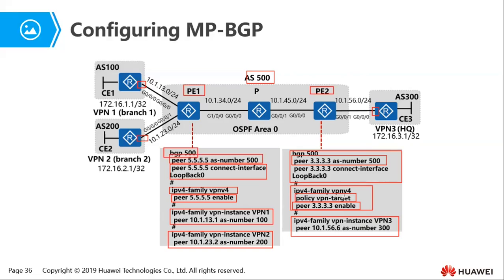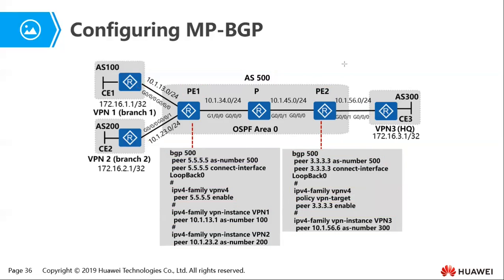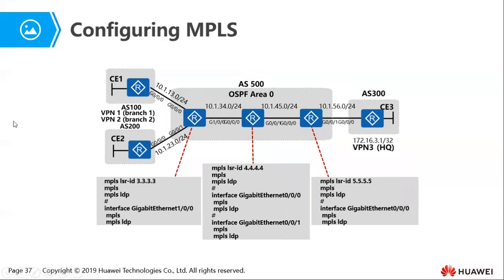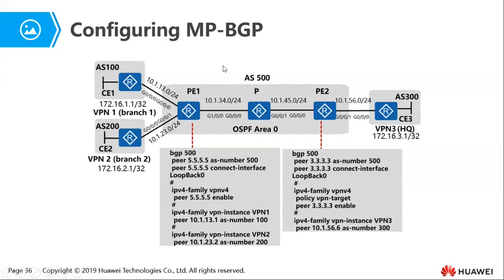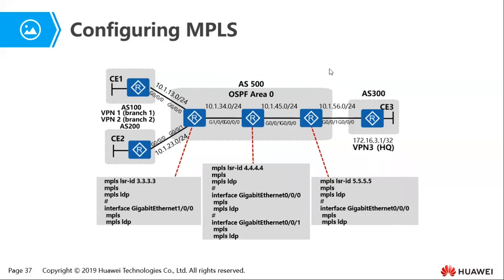So generally, that is all you need to do about MP-BGP. The last thing you have to configure is MPLS. In this case, we are using LDP to create an MPLS tunnel between those routers. You have to begin by manually configuring an LSR ID. Please don't forget that, a very common question in the exam.